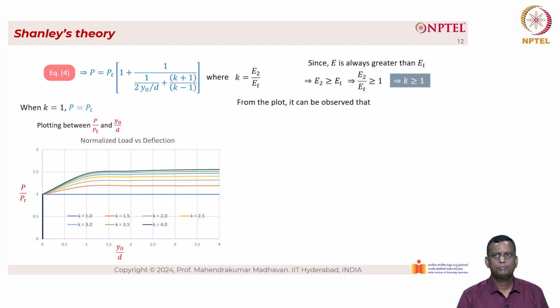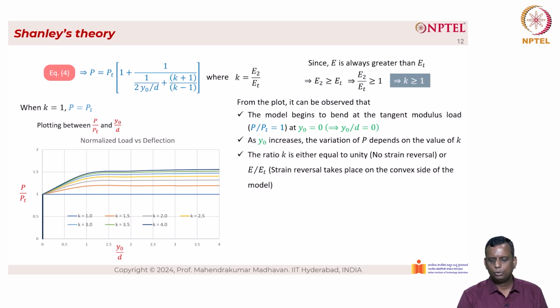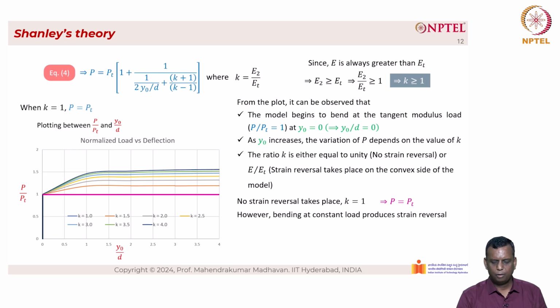From the plot, it can be observed that the model begins to bend at the tangent modulus load, P by P_t equal to 1 at y_0 equal to 0, which indicates y_0 by d is equal to 0. As y_0 increases, the variation of P depends on the value of k. The ratio k is either equal to unity, where no strain reversal takes place, or E by E_t, where strain reversal takes place on the convex side of the model. When no strain reversal takes place, k equal to 1, so P equal to P_t. However, bending at constant load produces strain reversal. The assumption of no strain reversal thus leads to inconsistent results and must be discarded.